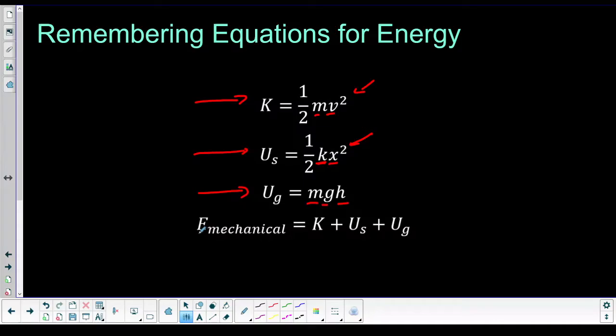Mechanical energy is equal to kinetic energy plus potential energy of a spring plus potential energy of gravity. These are all the mechanical types of energy. There are some other energies out there, but hopefully we don't have to worry about those too much.